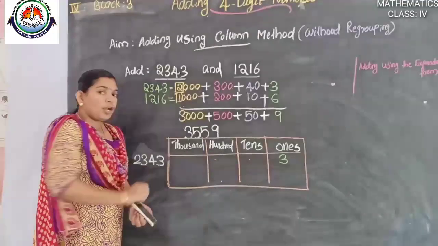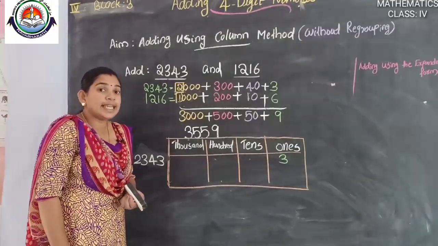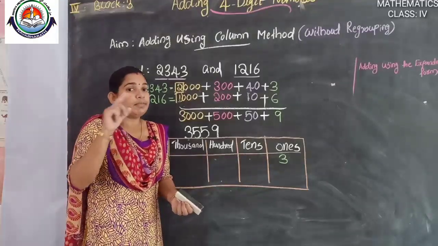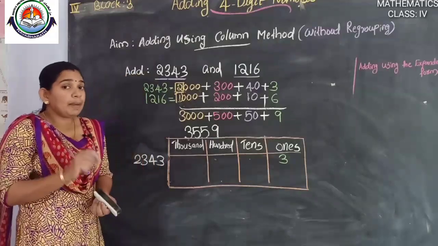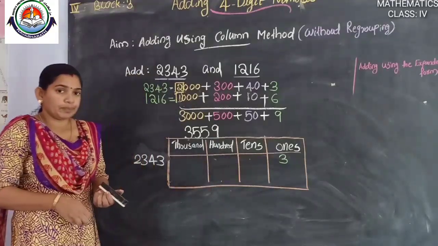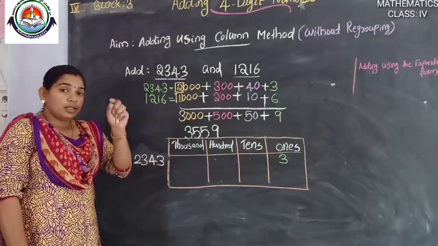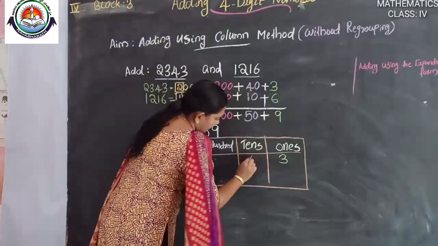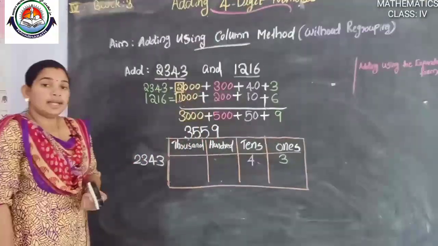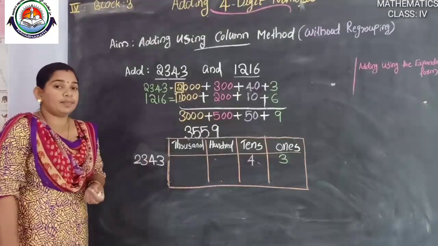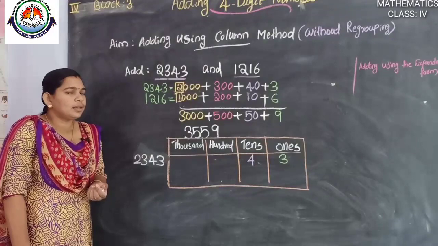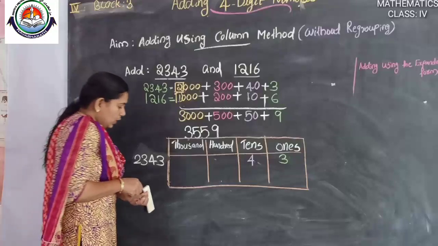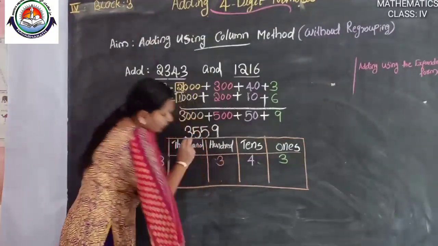Then 4, in which place? Tens place. So you paste that 4 paper. You have written the 4 piece of paper in the tens place. You paste that 4 in the tens place. Then next again 3. Which place do we want to paste? Say loudly. Yes, hundreds place. So here the 100 place is 3.